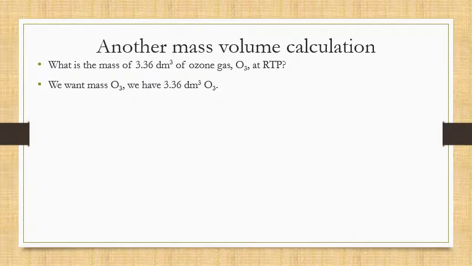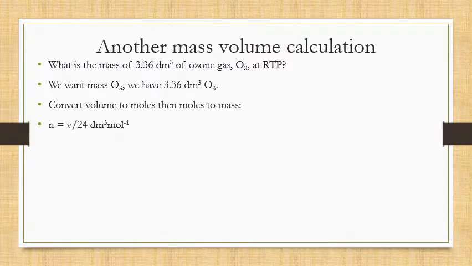Okay, so we want the mass of ozone, but we only have the volume of ozone. So we've got to convert volume to moles and then moles into mass. So number of moles equals volume divided by 24, which we already know. So therefore 3.36 divided by 24 should give us the number of moles. So we now have 0.14 moles of ozone. Okay, so we're on the way.